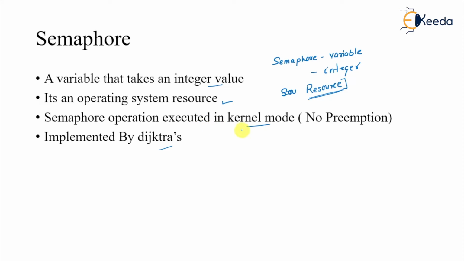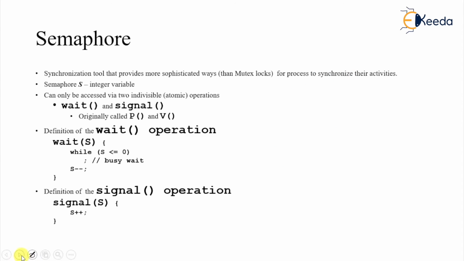For semaphore operations, we have two main operations, which are the wait operation and the signal operation. We have already discussed that these are the major source of interruption, the major source of preemption is interruption, and that is the reason they execute in kernel mode with no preemption. Dijkstra was the implementer of this semaphore.